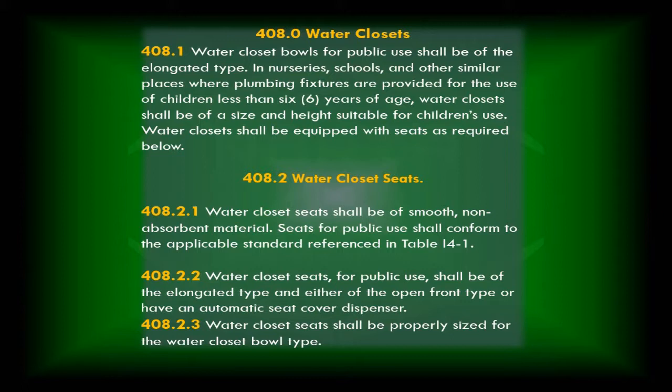408.2.1 Water closet seats shall be of smooth, non-absorbent material. Seats for public use shall conform to the applicable standard referenced in Table 14.1. And 408.2.2, water closet seats for public use shall be of the elongated type and either of the open front type or have an automatic seat cover dispenser. High dollar. 408.2.3, water closet seats shall be properly sized for the type of bowl.